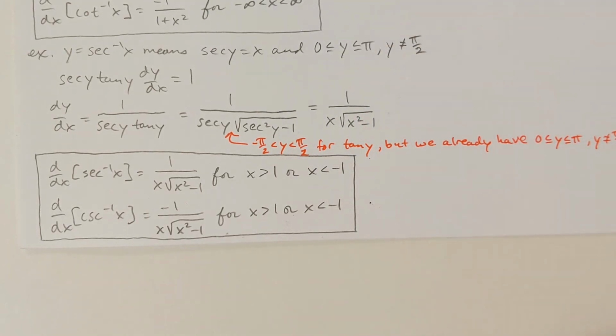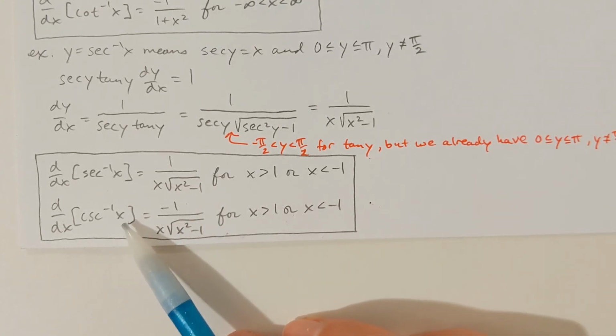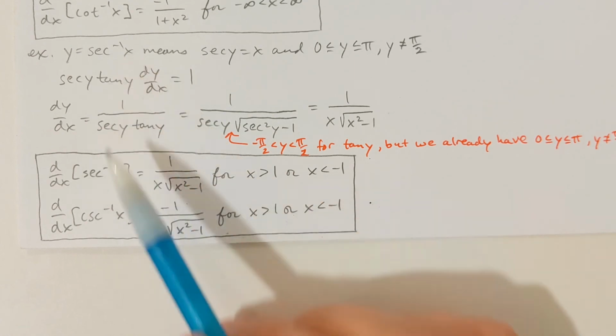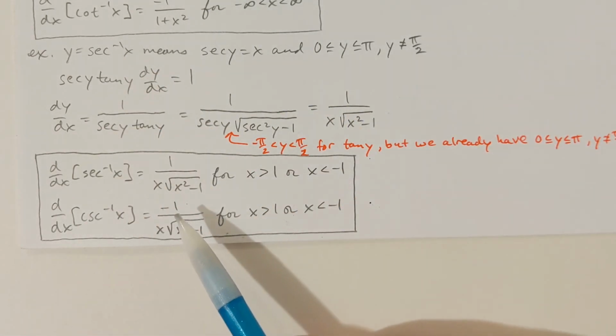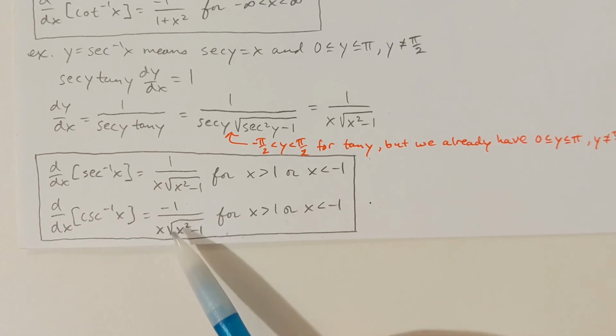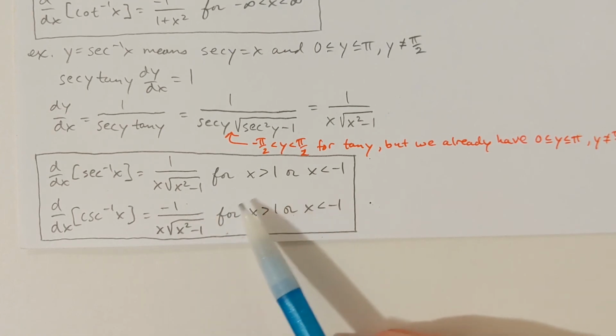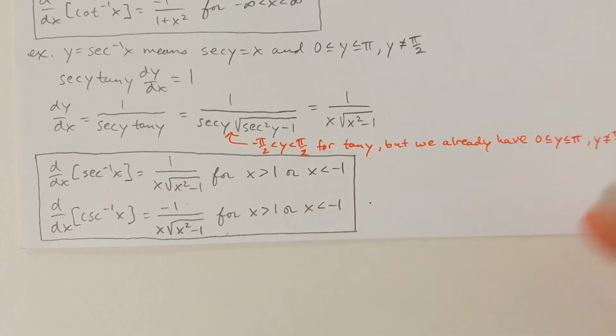Okay, now similarly, if you were to find the formula for the derivative of y equals cosecant inverse of x, it would be a similar procedure, okay? You should get negative 1 divided by x times the square root of x squared minus 1, and the conditions on x would be the same.